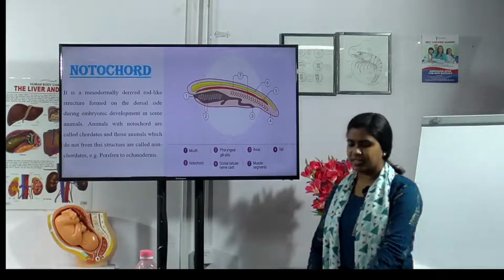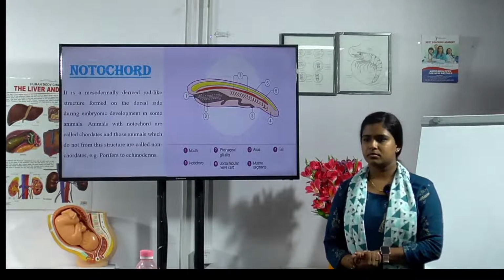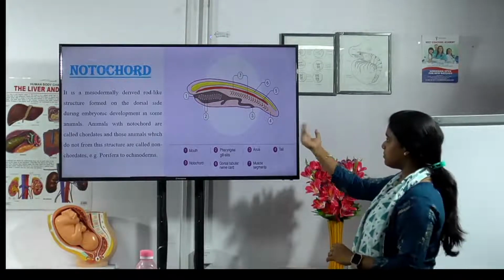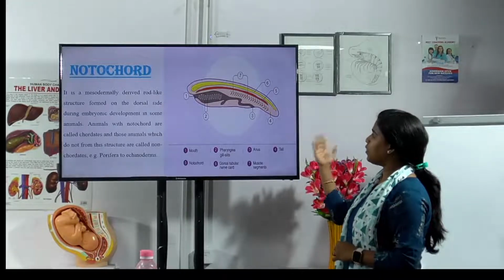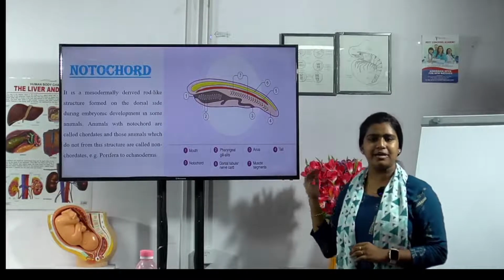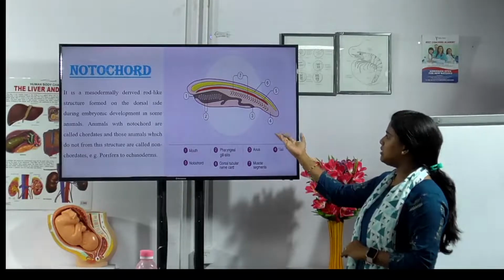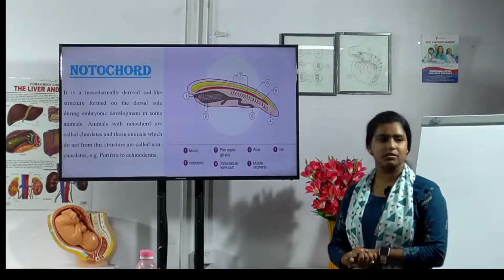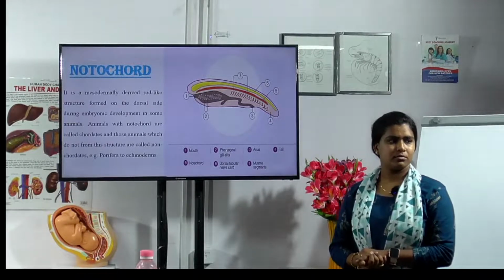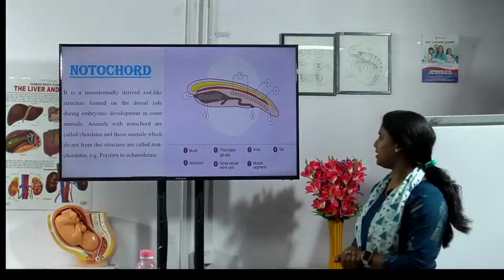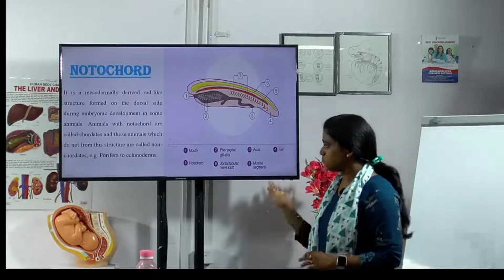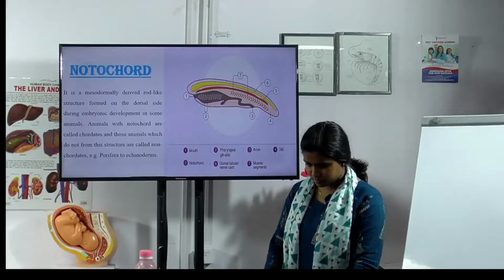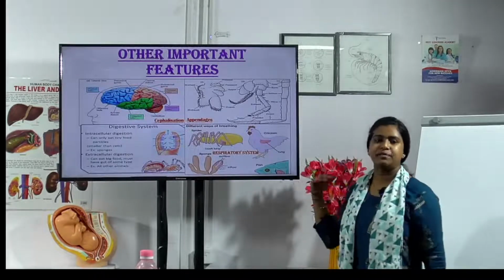Another is notochord. Notochord is the back bone, the center bone. It is a mesodermally derived rod-like structure formed on the dorsal side during embryonic development in some animals, and the animals with notochords are called chordates, and those without are non-chordates. Example: Porifera to echinoderms. Next we will see some of the important features of them.